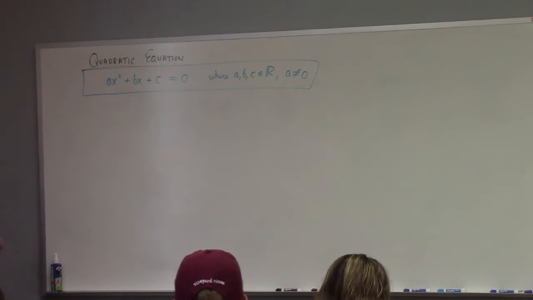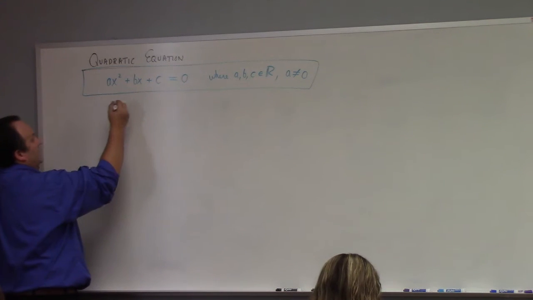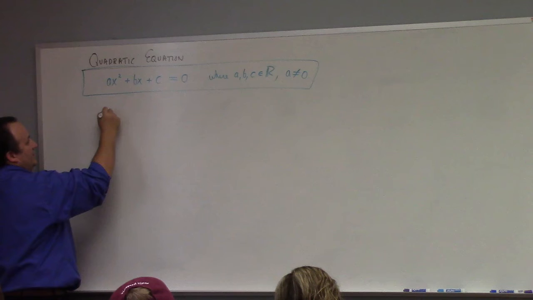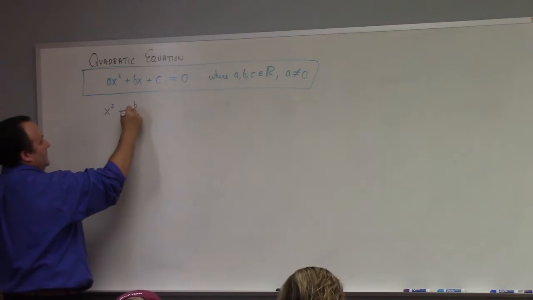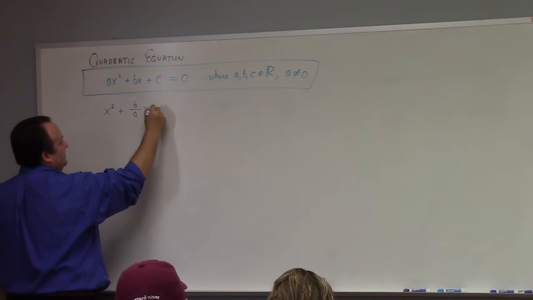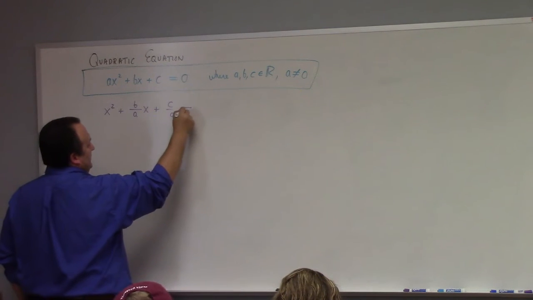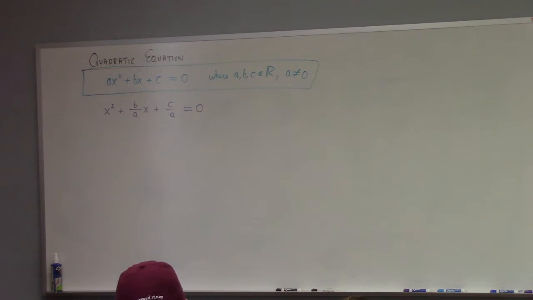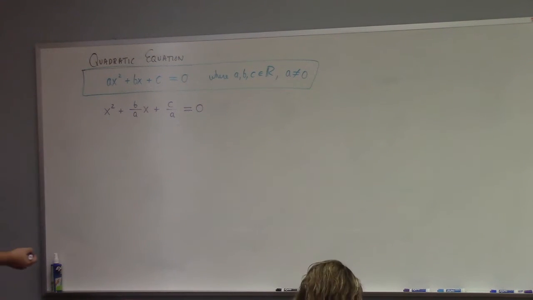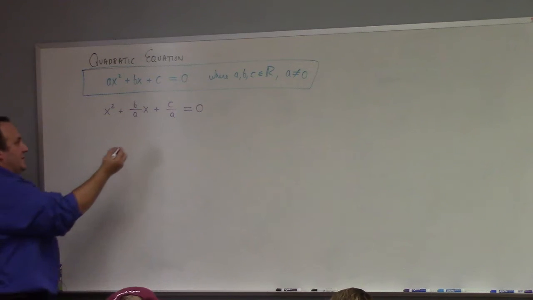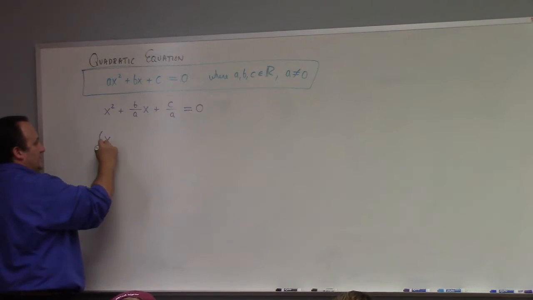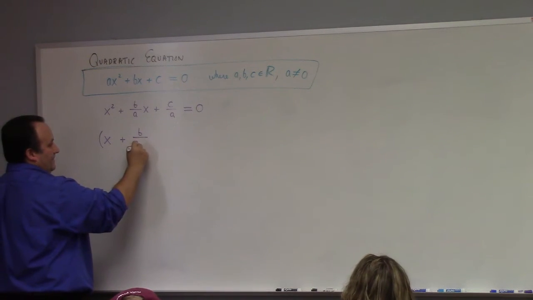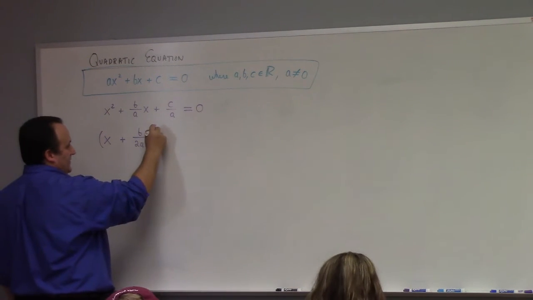All right, so how do we solve this? Let me go through the general solution. Here's what you do. We divide by a. So divide by a, we have x squared plus b over a times x plus c over a equals 0. That's step 1. Step 2, I will complete the square. Completing the square, we take half of this, b over 2a. I square that.